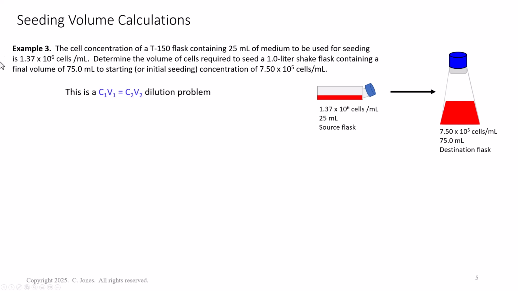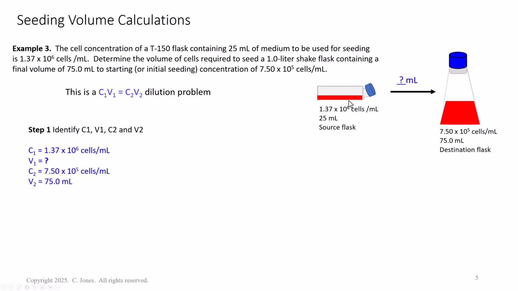Proceed with the calculation. Hey, no surprise here. A C1V1 equals C2V2 problem. So again, identify C1, C2, V1, and V2. So let's just write that out, and I'm abbreviating a little bit here because by now you should be getting comfortable with this. So once again, we've identified C1, that's the larger concentration, and that's going to be the concentration in the source flask. V1 is what we're trying to find. That's the volume of cells we need to passage from the source flask into the destination flask.